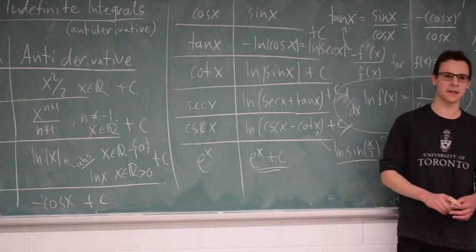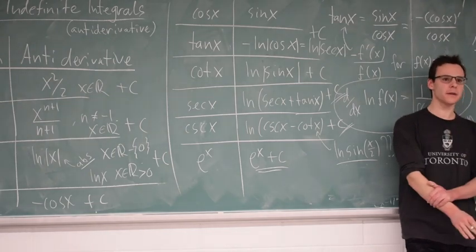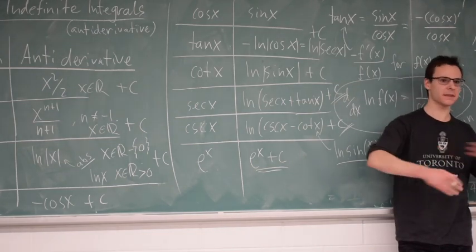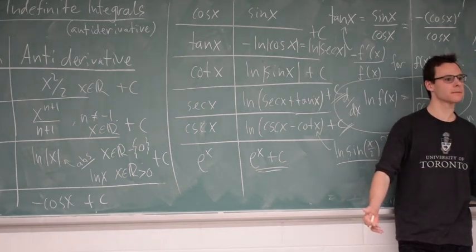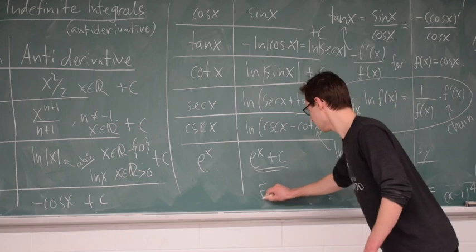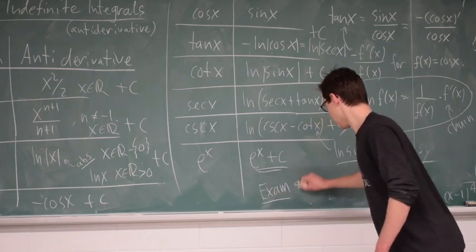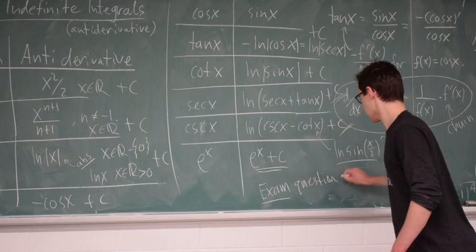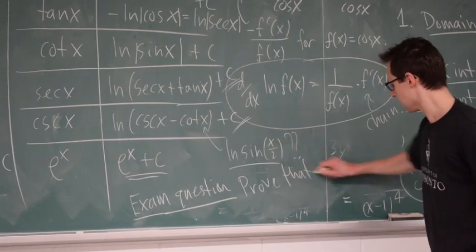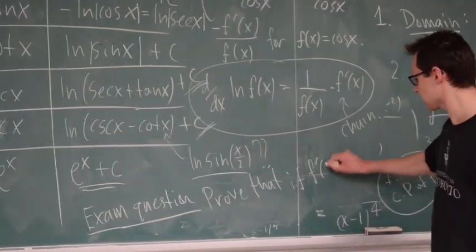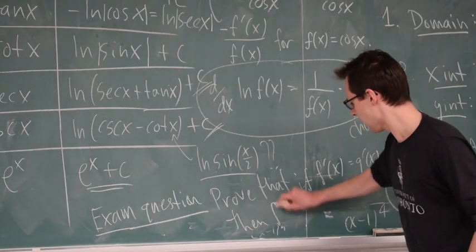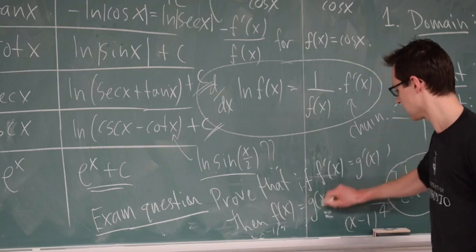By the way, a nice little exam problem would be: prove that if two functions have the same derivative, then they differ by a constant. Basically, prove the plus c property. Okay? So exam question, and I know this is a possible exam question because I've seen it on an exam. Prove that if f prime of x equals g prime of x for all x's, then f of x is equal to g of x plus c.